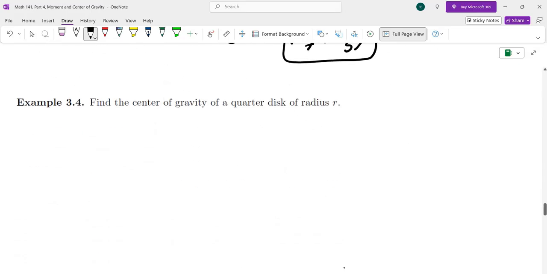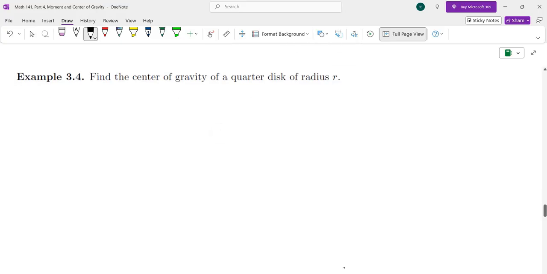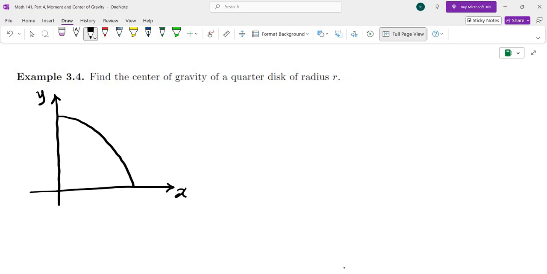Let's look at one more example. Find the center of gravity of a quarter disk of radius r. So again, we'll draw a diagram. Always draw a diagram first. We will evaluate the center of gravity using the same formulas again.